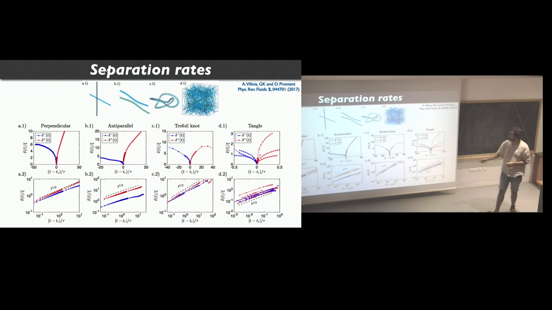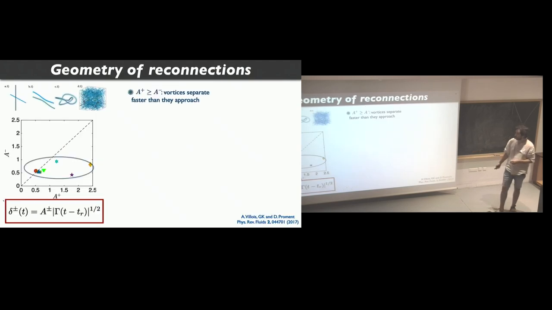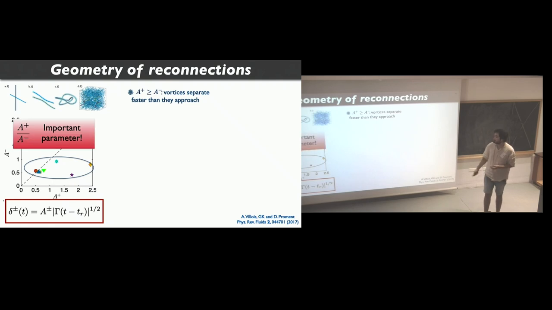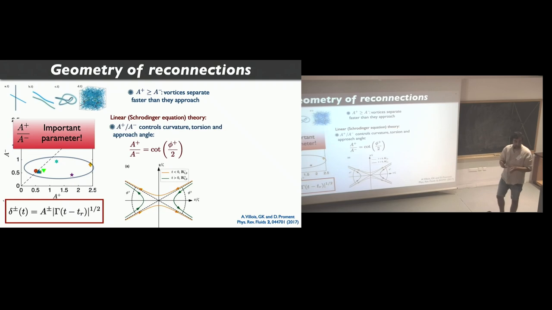okay? So a way of summarizing the result here is with this plot, where we plot A minus as a function of A plus, and they are all lying in this area, okay? So the A plus is almost always larger than A minus, meaning that in that sense, the vortices separate faster than they approach, always following this t to the 1/2. Okay, and the ratio of this parameter is very important. Actually, you can show from this very simple linear calculation that the ratio controls the angle of approach of the two vortices. This is a very simple calculation.